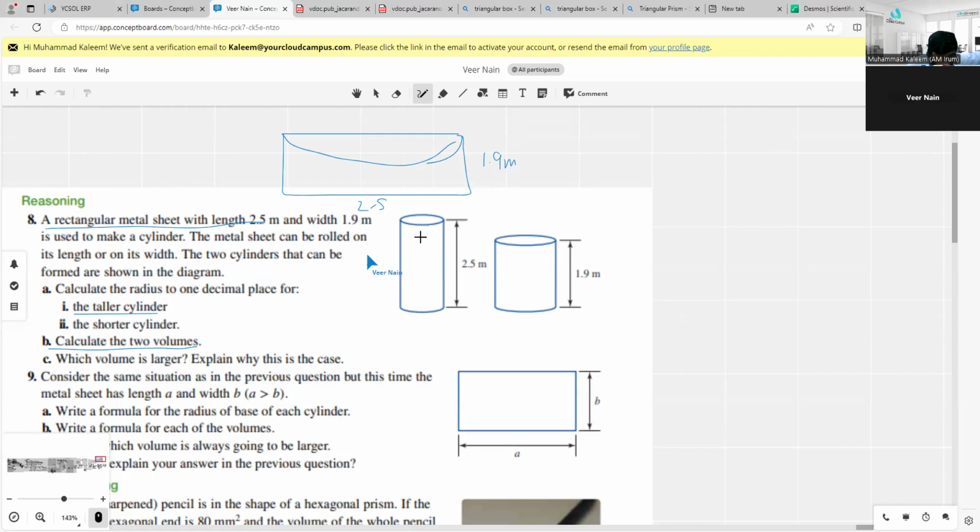For the taller cylinder, how can we find its radius? We know the circumference. What's the formula for the circumference of a circle? 2 pi r. It means 2 pi r is equal to 1.9, which is given for the taller cylinder. So from here you just have to find r. We just have to divide both sides by 2 pi, and then we will get the value of r. Solve this on your calculator and tell me the answer up to one decimal place.